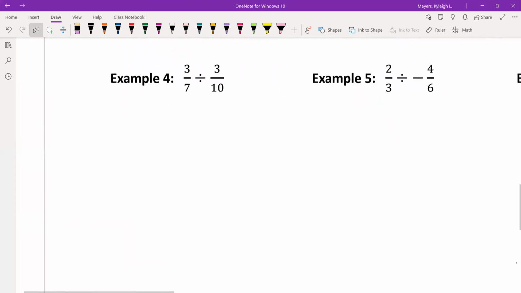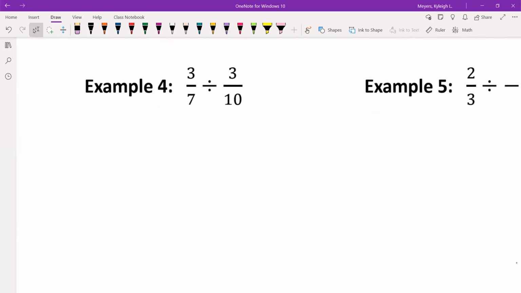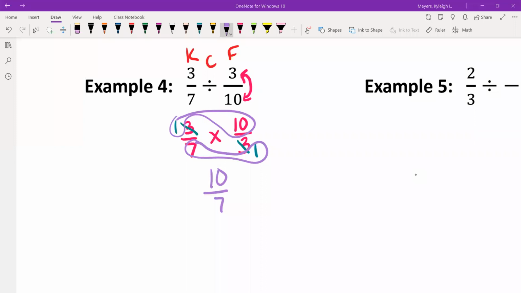All you have to do is keep, change, flip, okay? I want you to try example 4, and I'll walk you through that step by step. So first start by doing keep, change, flip. We keep the 3 7ths, change to multiplication, flip the 3 over 10 to a 10 over 3. Now we're going to check for any cross products. We have our 3 and 3 are both divisible by 3, and they both become 1. Now, again, we just multiply straight across. You should have gotten 10 times 1, which is 10, 7 times 1, which is 7. And now we have to simplify that. How many times does 7 go into 10? How many are left? Should have gotten 1 and 3 7ths.